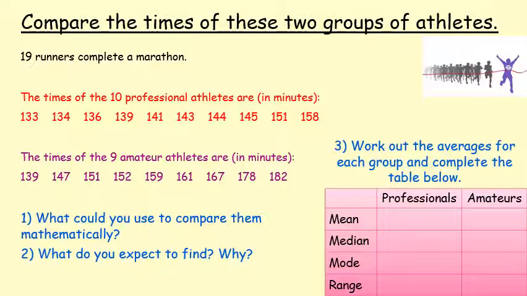So you might put this into a table. So just think about what you would expect to find with these groups and why. So just pause the video. What would you expect to find and why? Okay, so you may expect that the professional athletes on average are faster than the amateur athletes, and you might perhaps expect that the range of times in the professional athletes group is more consistent than that within the amateur athletes.